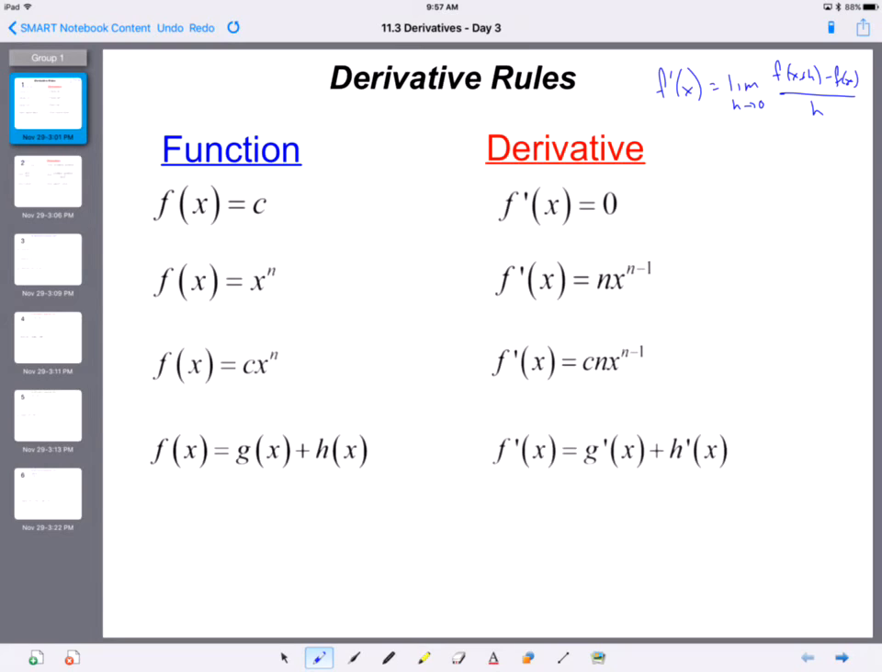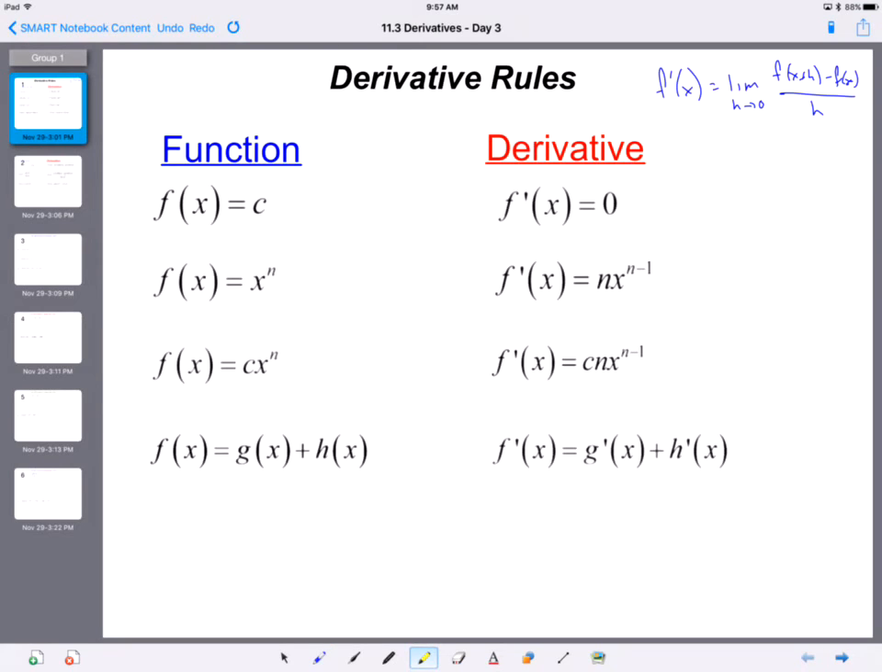So the majority of what we're going to be using is these rules to speed up the process a little bit, but we don't want to forget about what a derivative is, which has to do with the slope of the tangent line, and going back to that proof that I showed you as to what this represents. So here are the rules. We have the function, and then I'm going to give you the derivative.